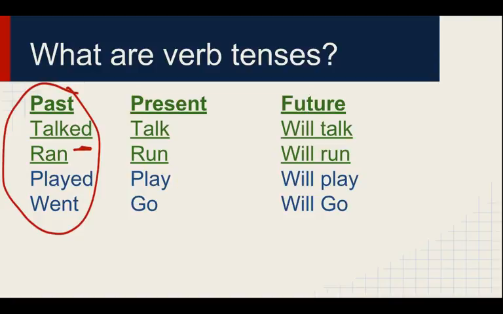Present tense verbs are talk, run, play, and go. Typically, to make a future tense verb, or something that will happen, all you have to do is add will before it. So, I talked in the past, I talk now, and I will talk in the future. I ran in the past, I run now, and I will run in the future. I played in the past, I play now, I will play in the future. In the past I went, now I go, in the future I will go.